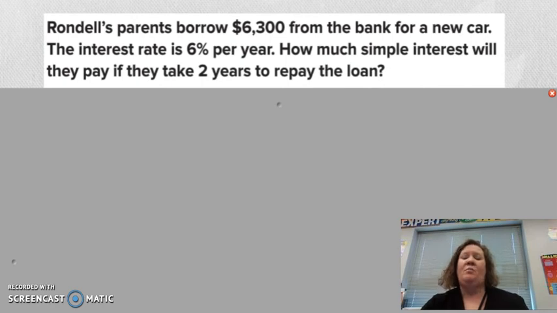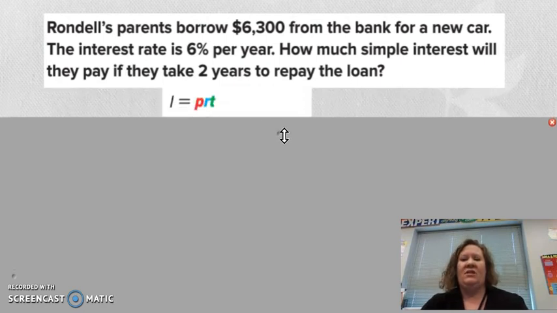Rondell's parents borrow $6,300 from the bank for a new car. The interest rate is 6% per year. How much simple interest will they pay if they take 2 years to repay the loan? We are going to use the simple interest formula. We are looking for the interest, so I will stay I.